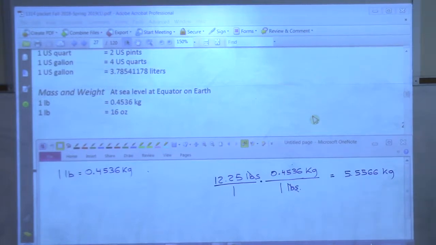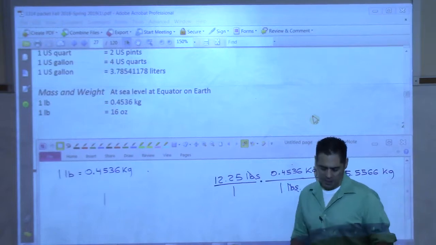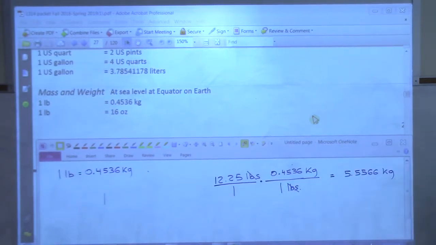I believe in the medical field, if I'm not mistaken, they use kilos most of the time, grams and kilos, kilograms and grams and milliliters and liters, and they do that because, well, it's easier to convert.